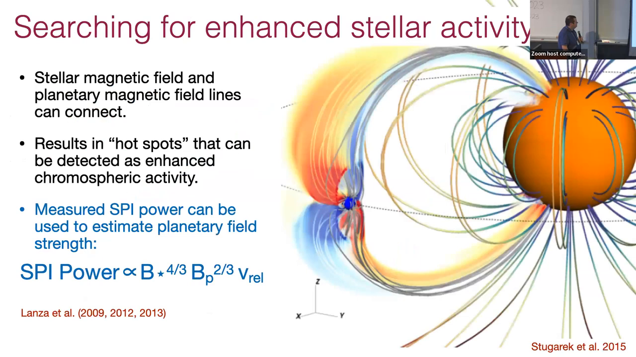And so this is great. We have tentative signatures of SPY. How do you back out the magnetic field strength of the planet? That's kind of what we as SPY enthusiasts are after.